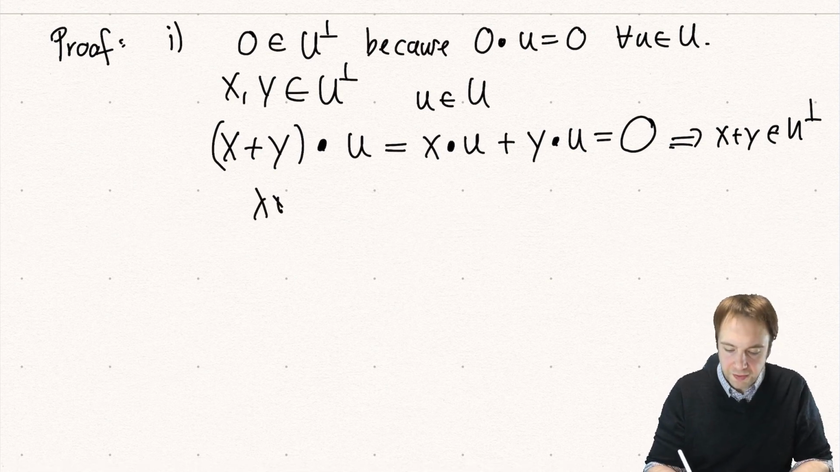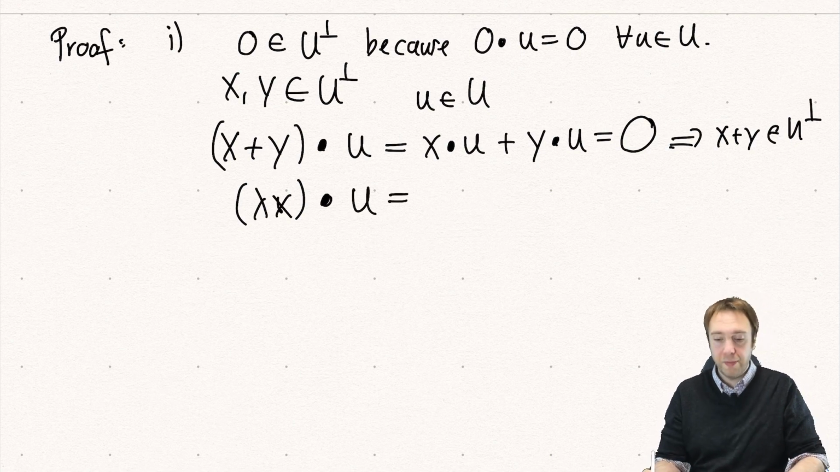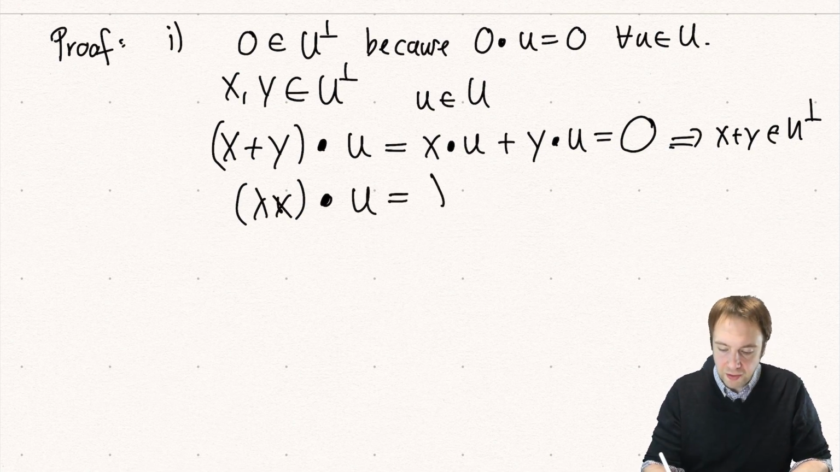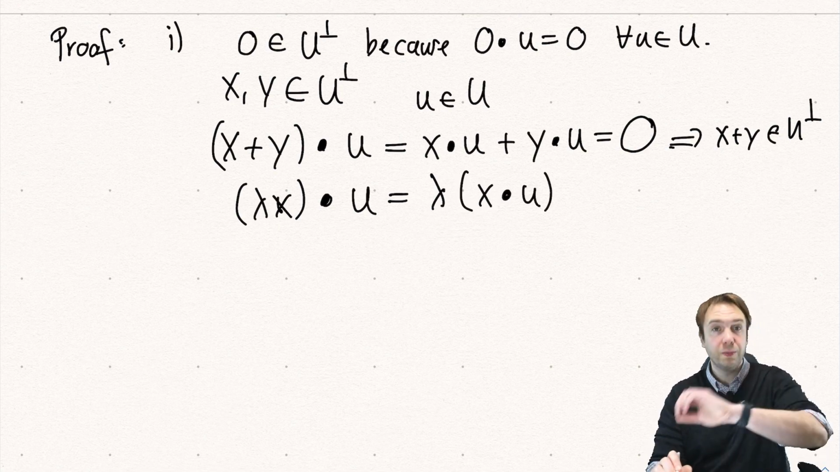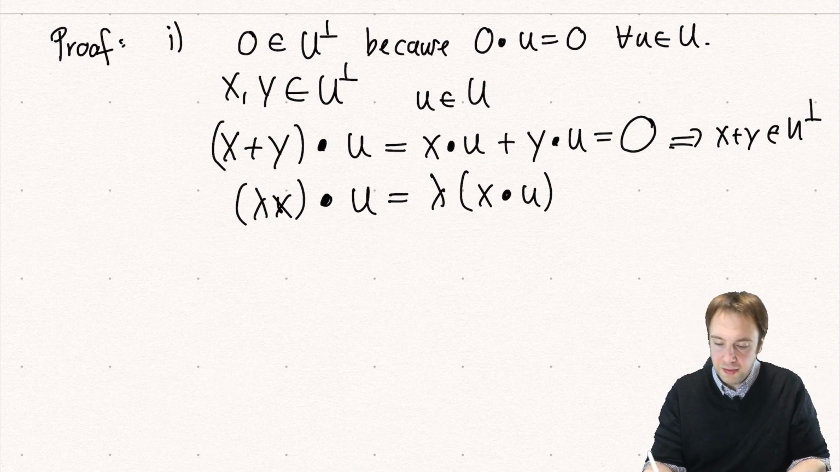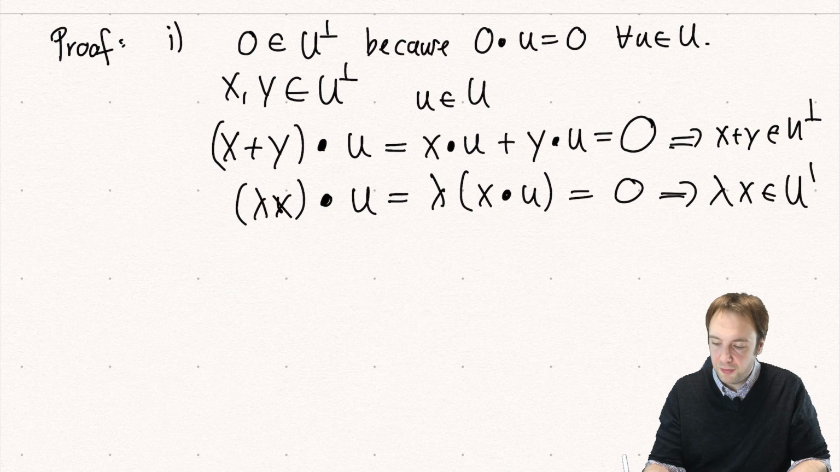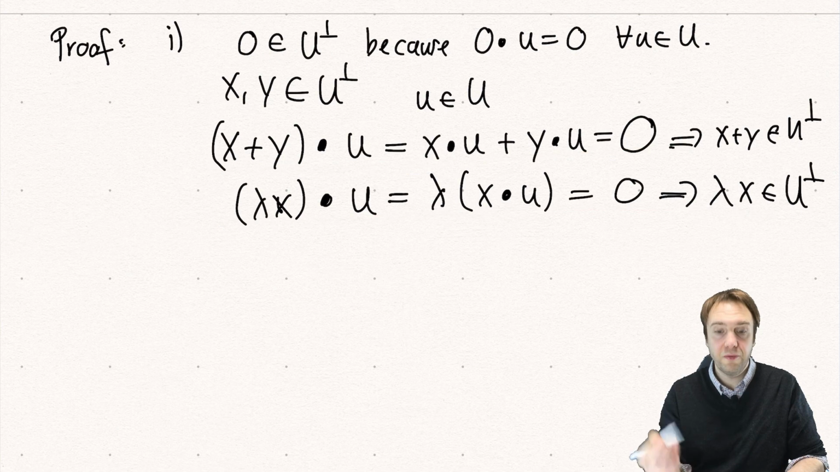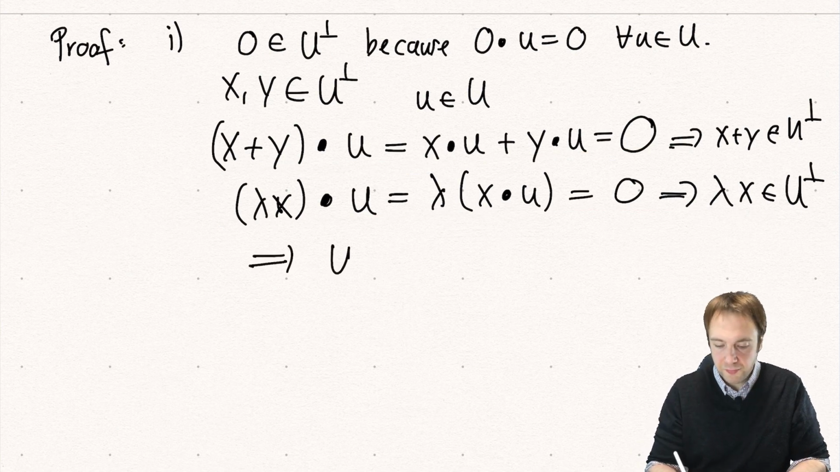And similarly, if I take some scalar multiple of x and take the dot product with an arbitrary element in U, then I can use this rule here that scalars I can always put outside of this dot product. And again, this is 0 because x is in the orthogonal complement, and therefore this is also 0. And therefore lambda times x is also in the orthogonal complement. So this shows these three conditions, and therefore the orthogonal complement of U is a subspace.